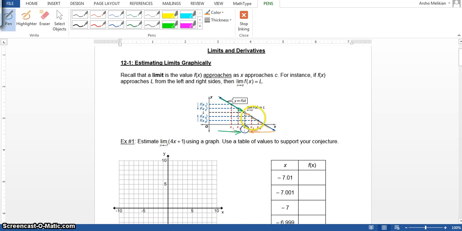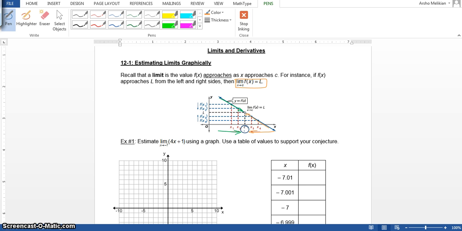When it's approaching the same point from the left and the right, we say the limit exists, and the actual value of the limit is the value on the y-axis where the graph is approaching. So in this case, because it's approaching L from the left and from the right, we say that the limit as x approaches c of f of x is L.